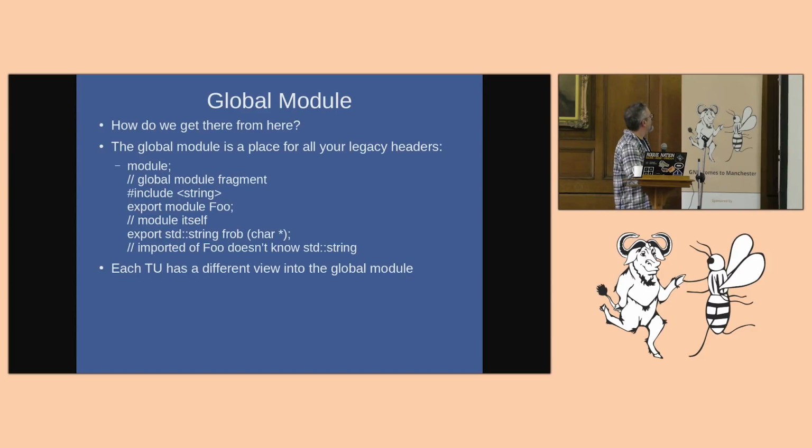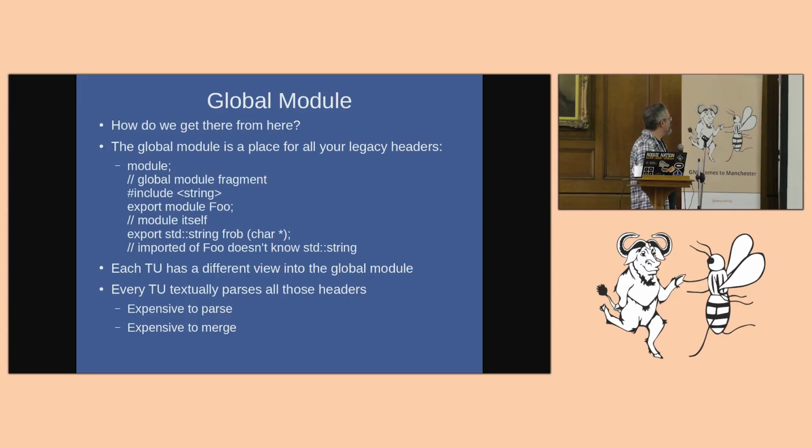Right, yeah. There's one global module that all these things belong to, but you get different views on it depending on what you #include here. So it's a little bit confusing. It's expensive to parse all these headers, and it's expensive to merge them, because two different modules may end up including string, and then I've got two definitions or declarations of string that I have to merge somehow and know they're the same.